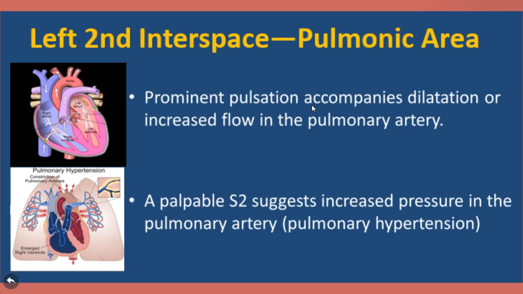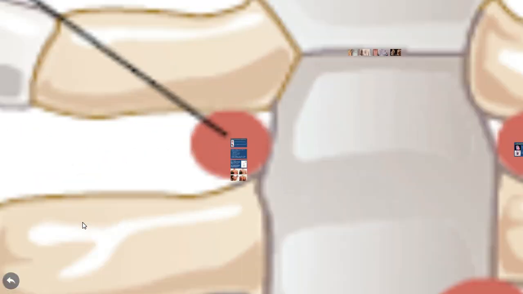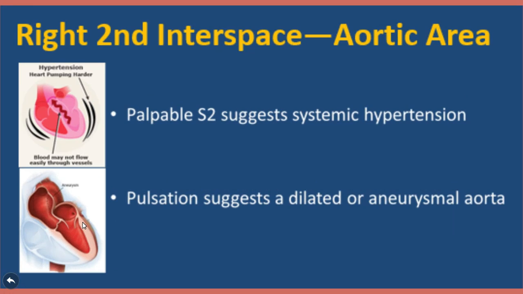So that's fine. Well, how about in the left second intercostal space? If there is a prominent pulsation, you have to think of possible increased pulmonary flow in the pulmonary artery. If there is a palpable S2, that is suggestive of increased pressure in the pulmonary artery. How about here at the right second intercostal space? If there is a palpable S2, this is suggestive of systemic hypertension. If there is abnormal pulsation, you have to think of a possible dilated or aneurysmal aorta.